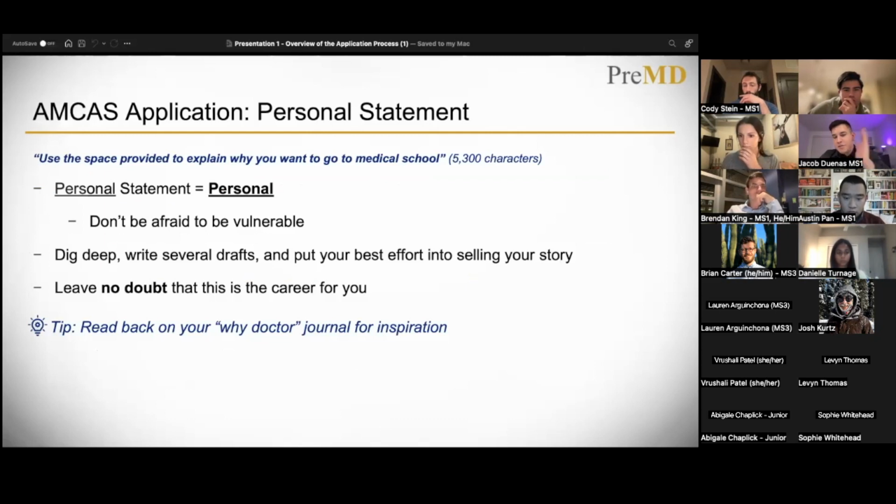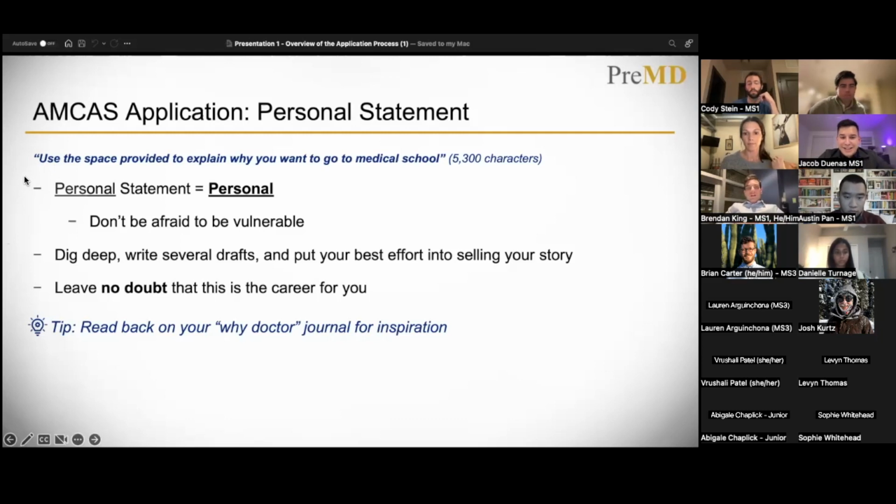And so moving on, the next big portion of the AMCAS application is the personal statement. This is about 5,300 characters, and it's a very vague, general "why do you want to go to medical school" prompt. And so it gives you a lot of freedom to write about what you want. The big thing is that it should be personal. It says don't be afraid to be vulnerable.